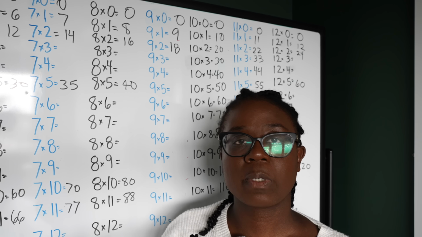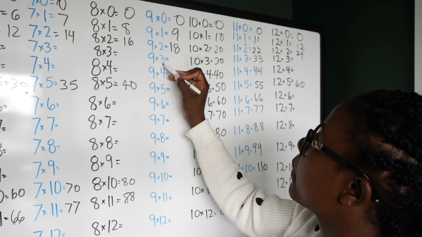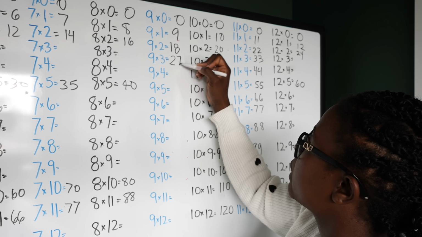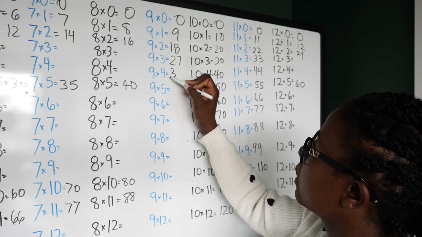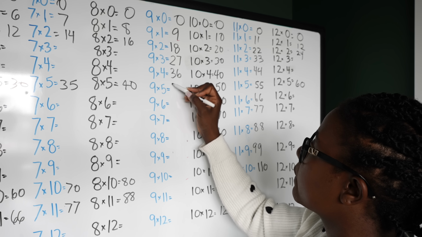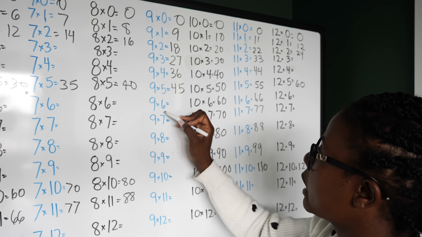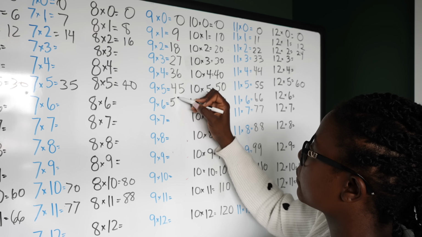And here's how I do it so that it becomes just a repetitive thing in the child's head. The number before 3 is 2. Add 7 to get to 9. The number before 4 is 3. Add 6 to get to 9. The number before 5 is 4. Add 5 to get to 9. The number before 6 is 5. Add 4 to get to 9.